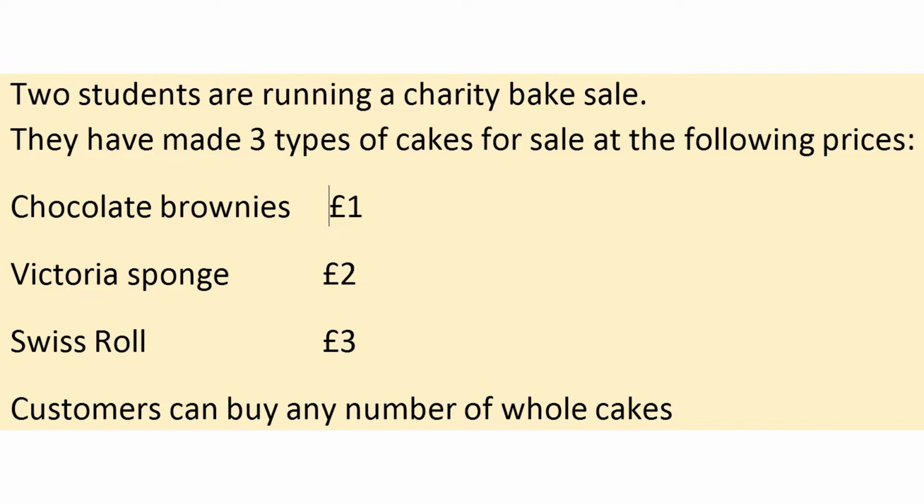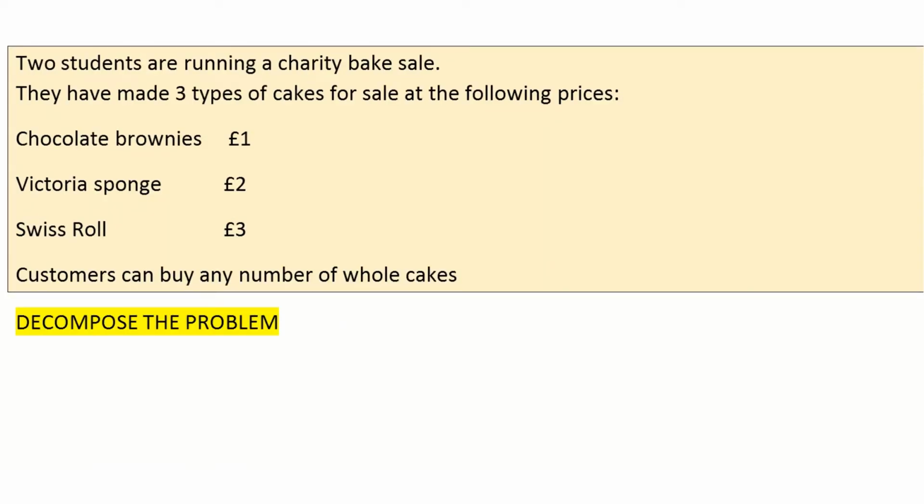So we need to break that problem down into different steps, and then we need to go on and build some pseudocode and then build some Python. The first problem we need to solve is finding out which cakes and how many of each cake the person wants to buy. So we need to ask them, how many chocolate brownies do you want? How many Victoria sponge do you want? How many Swiss roll do you want? And then we can work out what it's all going to cost.